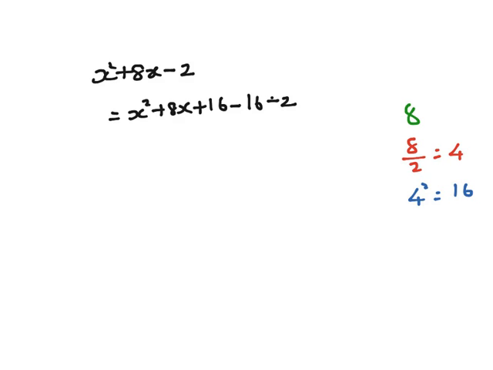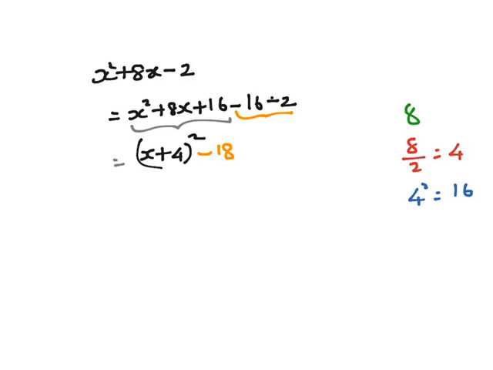Now this part here can be rewritten as x plus 4 squared. Okay, if you want to expand and check, you can do that. And this minus 16 minus 2 can be written as minus 18. So x squared plus 8x minus 2 can be written as x plus 4 squared minus 18.